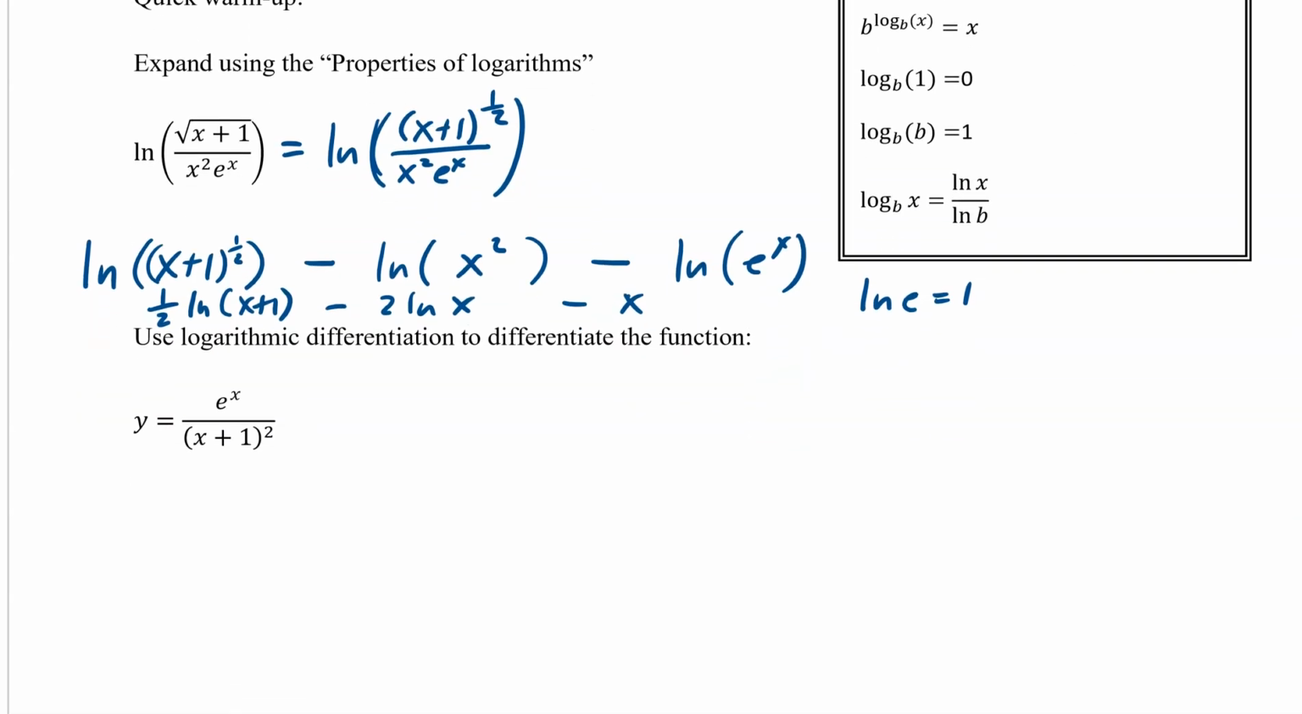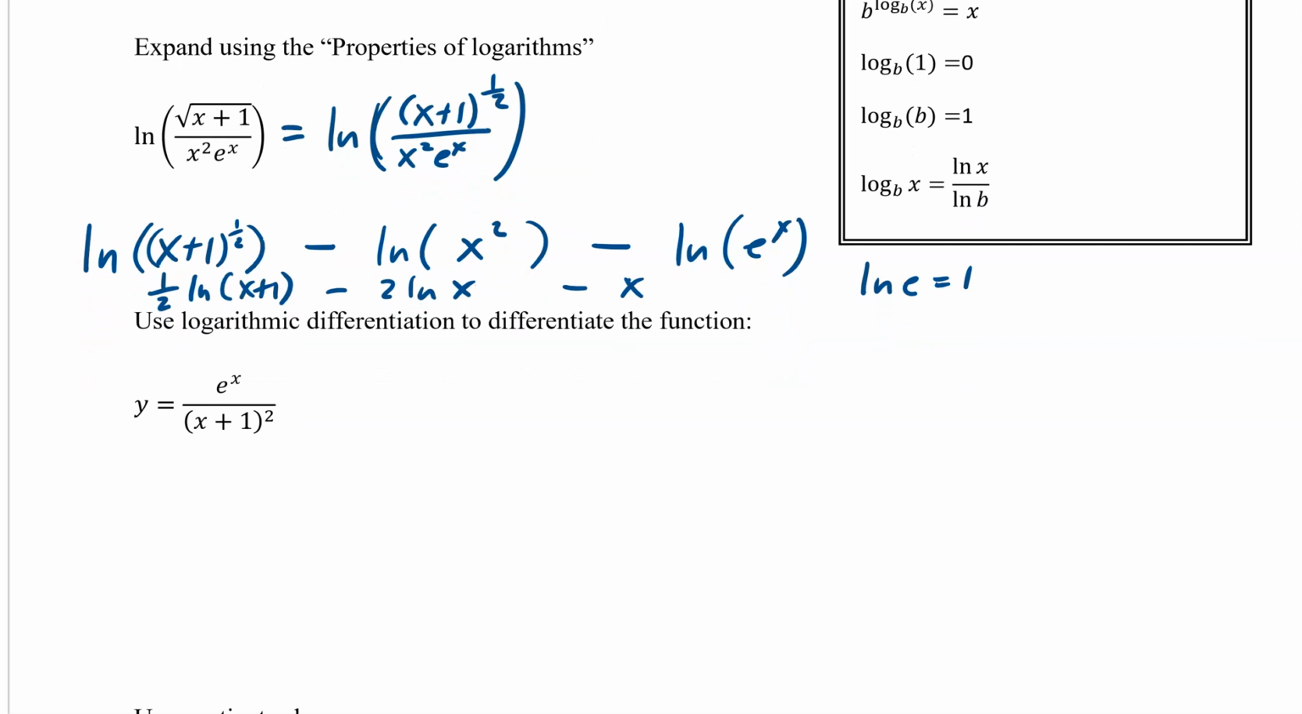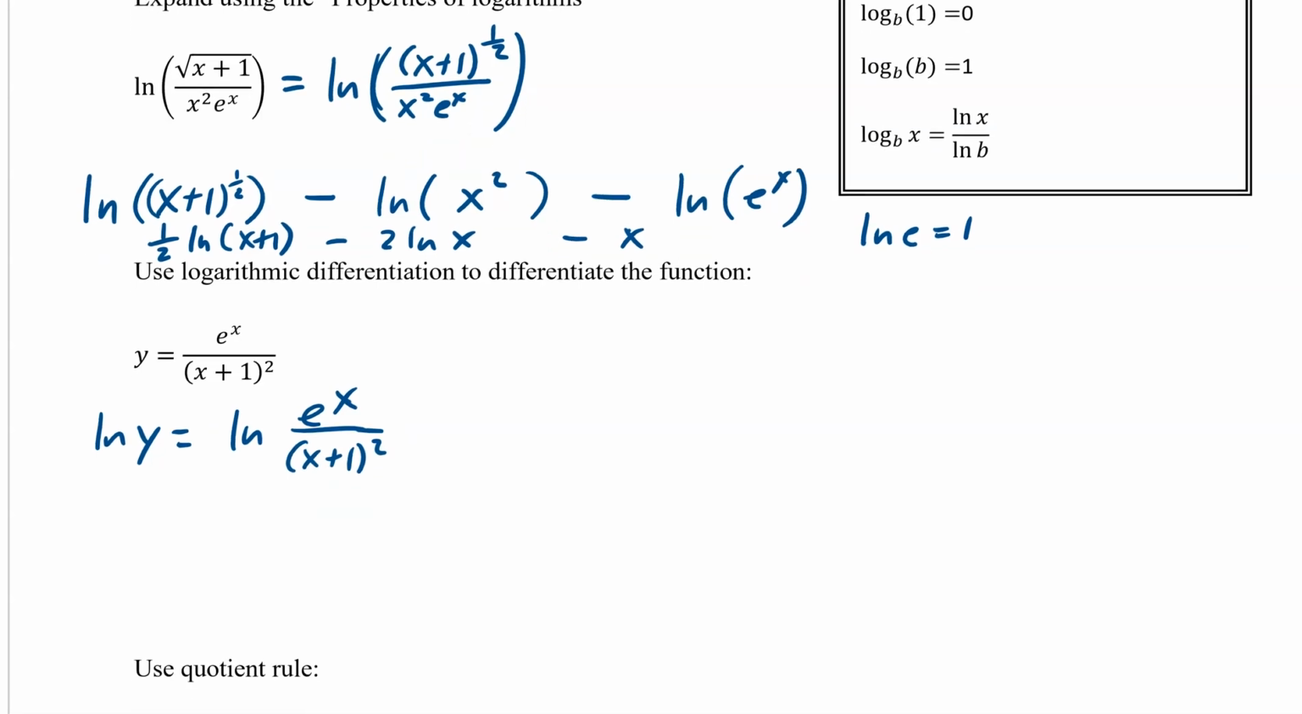All right, so here's how we use it. What we're going to do is take the natural log of both sides, just like this. And then now we can take the derivative implicitly. So this would become 1 over y, and then it's not an x, so we put y prime. So we're taking the derivative with respect to x. All right? So when we do this, what we're going to do first is expand it.